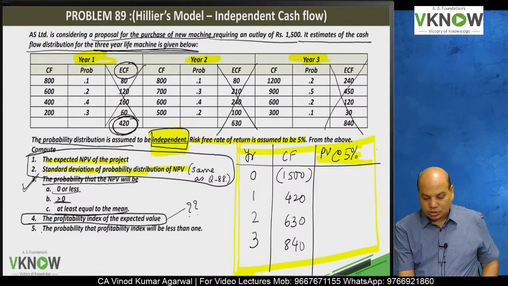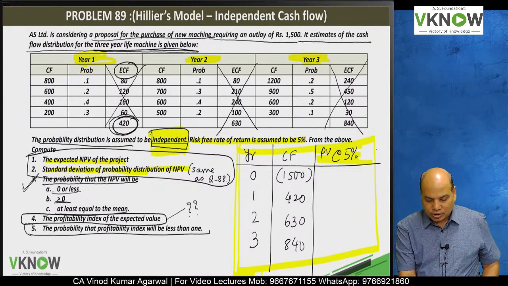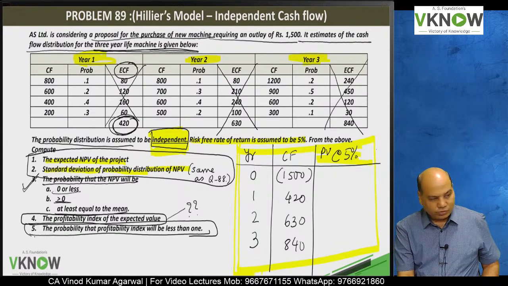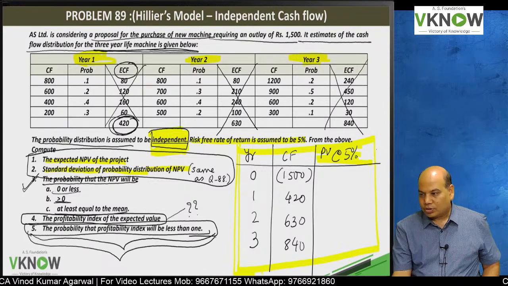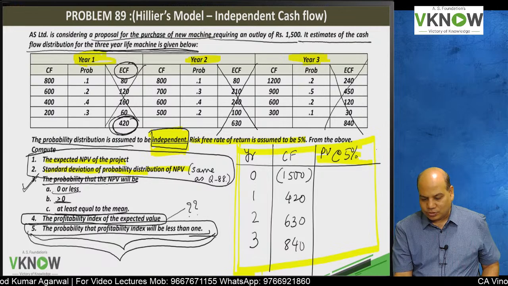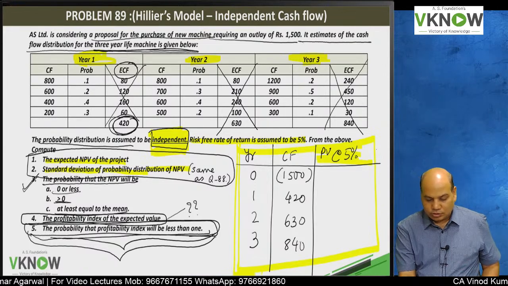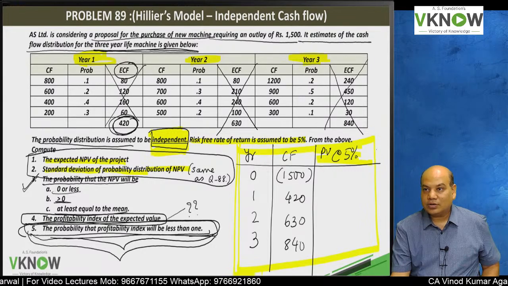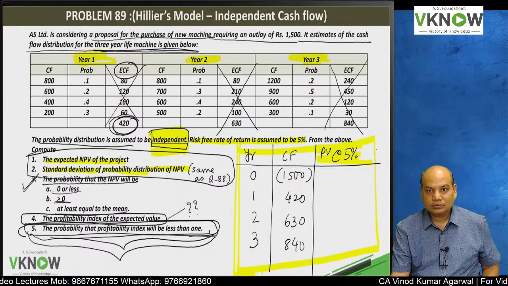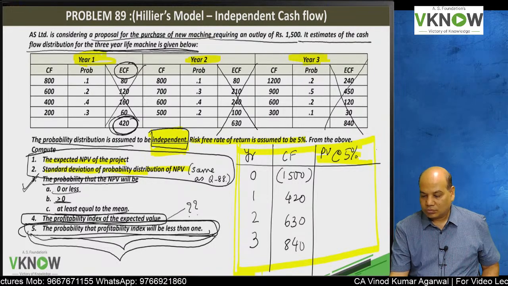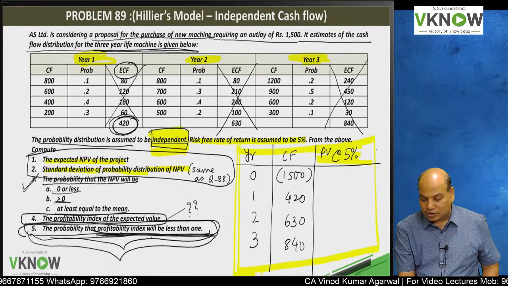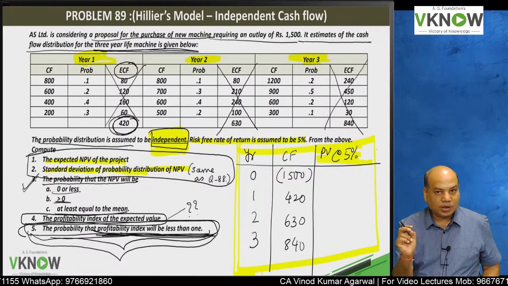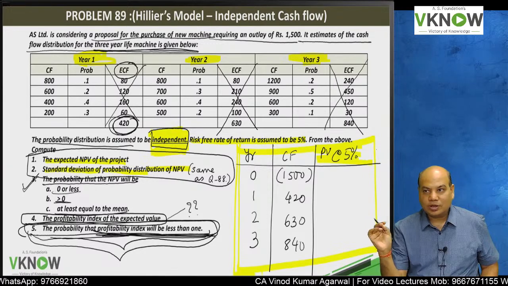And then one more question to test your intelligence. In full public view, today your intelligence will be at stake. If you can answer this question, you belong to the intelligent category of student, and if you can't, then question mark. What is the probability that profitability index will be less than 1? You have to find the probability that profitability index will be less than 1.